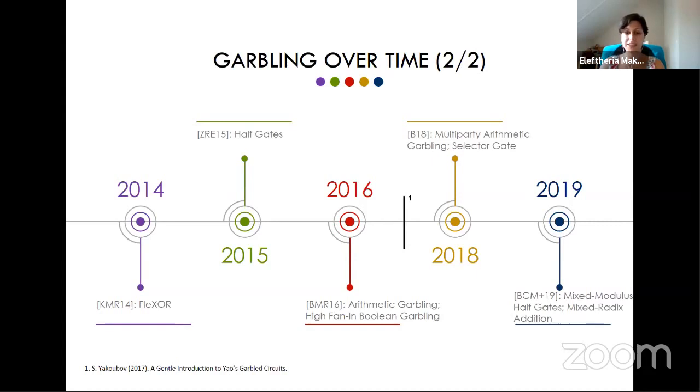In 2016, we have another set of BMR authors, Bol et al., officially showing for the first time how to do arithmetic garbling. So all the work until 2015 was on Boolean garbling. And they also showed how we can do high fun in Boolean garbling. Up to this point, we mostly talk about two-party garbling. So the paradigm I showed at the very beginning, garbler and evaluator.